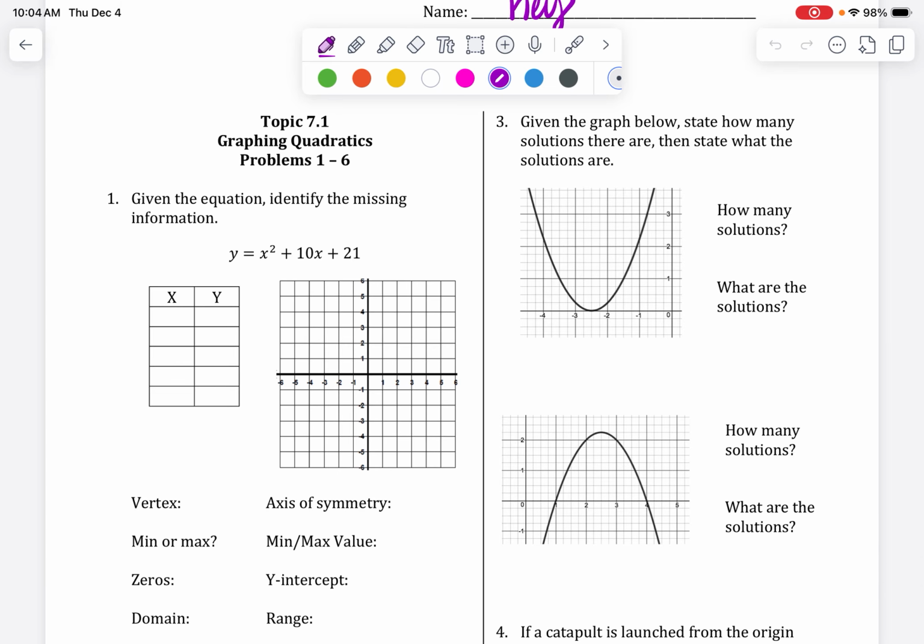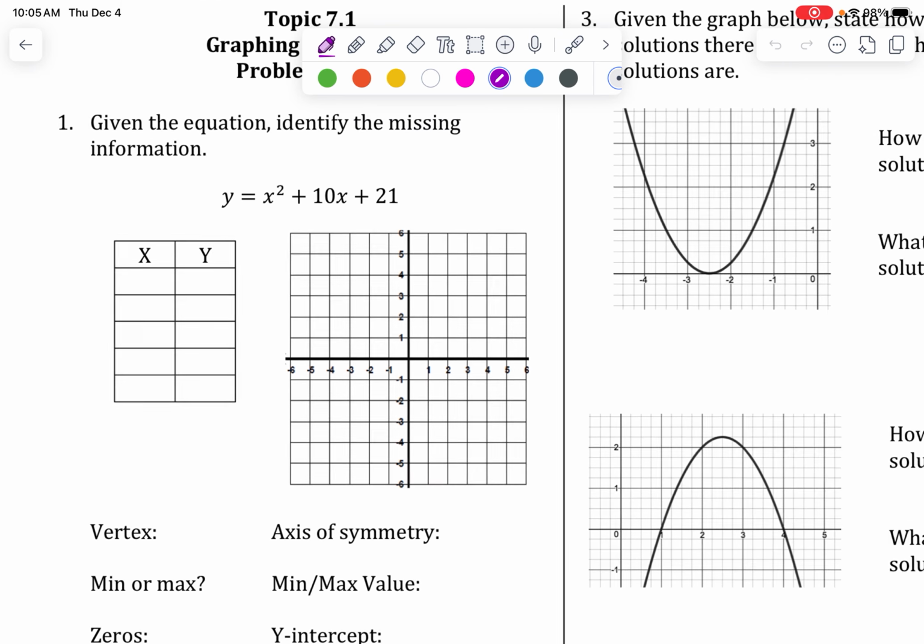So 7.1 was all about the graphs of quadratic functions and their attributes, like their domain, their range, their axis of symmetry, their vertex, all that good stuff. All right, so the first one says, given the equation, identify the information. They also, of course, want us clearly to fill in a table and the graph.